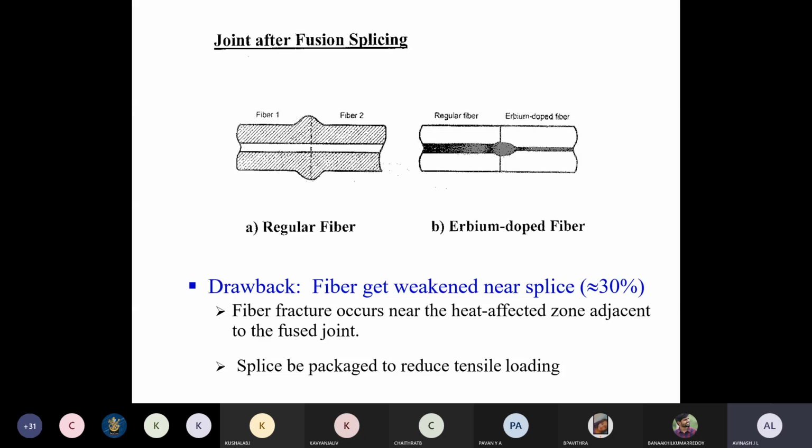We're talking about the regular fiber and erbium doped fiber joining together. At that point we can see there is a drawback. What is that drawback? The fiber gets weakened near the splice. The fiber fracture occurs near the heat affected zone adjacent to the fiber joint. So the splice should be packaged to reduce the tensile loading.